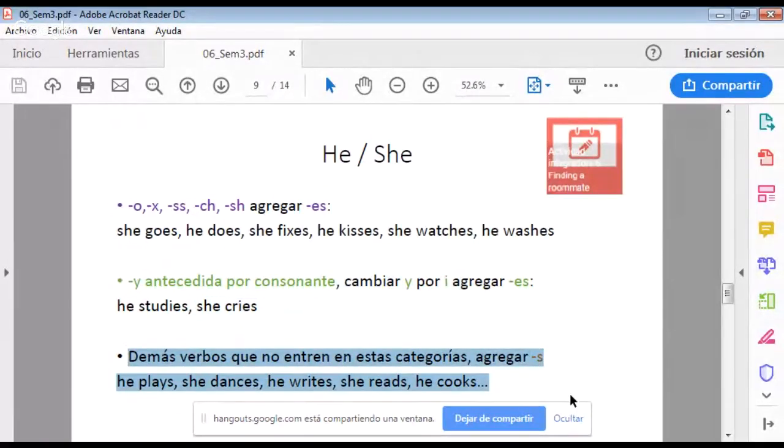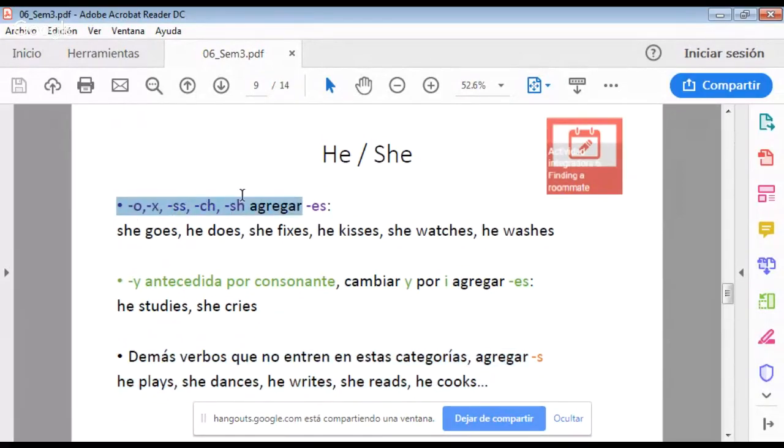Los verbos que no entran en esas categorías, es decir, que no terminen en O, X, SS, CH o SH o en una Y antecedida por consonante, entonces le agregamos solamente S, de tal suerte que tenemos he plays, she dances, he writes, she reads, he cooks. Si se dan cuenta aquí, cook, el verbo original termina en K, no entra ni en esta ni en esta categoría. Read termina en D, no entra ni en esta ni en esta categoría.